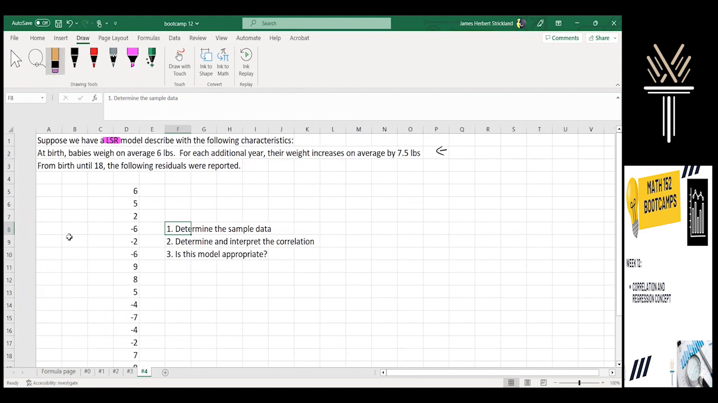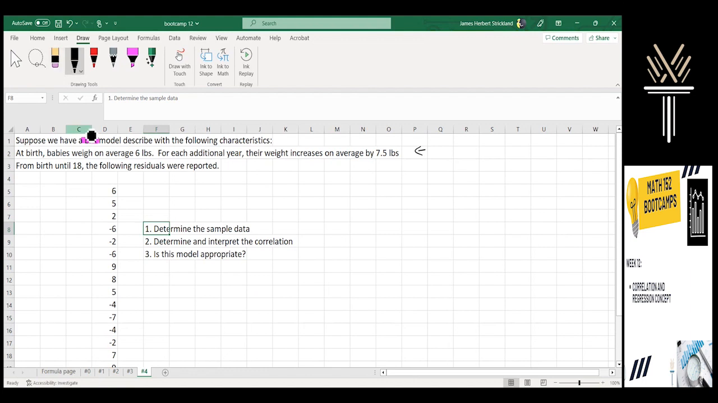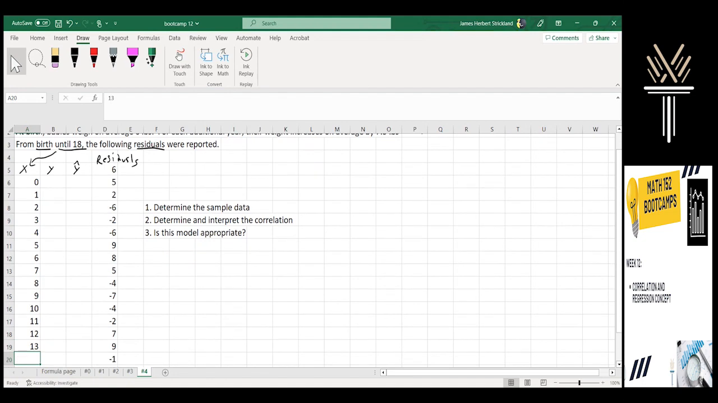So let's think about this. What would normally go here? We would normally have our x's, our y's, and then our y hats. And they're telling us these are residuals. So we need to figure out these values. And we're given more information. From birth until 18 is our initial thing, is our input. And so that's pretty easy. 0, 1, 2, 3, 4, 5, 6, 7, 8, 9, 10, all the way up till 18.